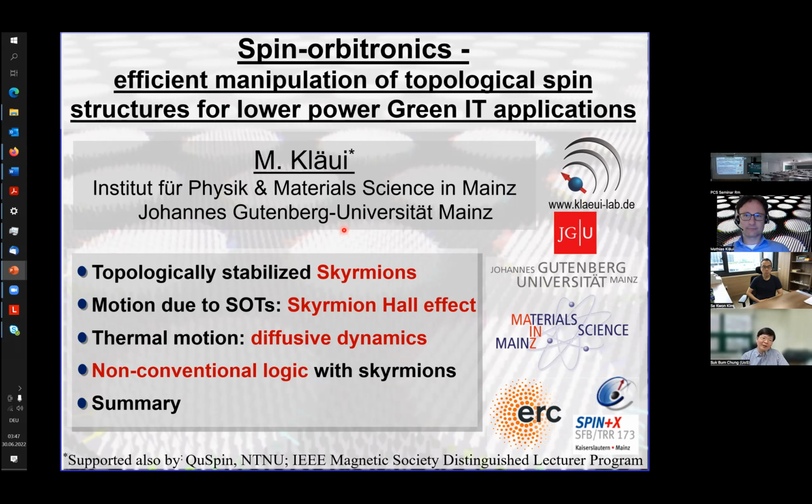His talk will be another talk on manipulation of Skyrmions, but he'll approach it from different angles. He will talk about how we can use orbital angular momentum of electrons to manipulate Skyrmions. Okay, let's give him a big hand, and this is going to be a great talk.